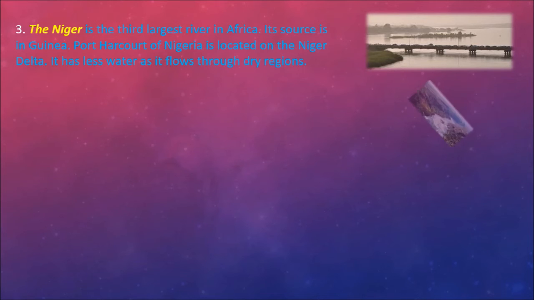The third river that we are going to learn is River Niger. It is the third largest river in Africa. Its source is in Guinea. Port Harcourt of Nigeria is located on the Niger Delta. It has less water as it flows through the dry region.